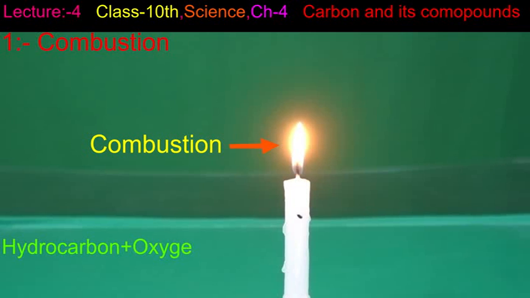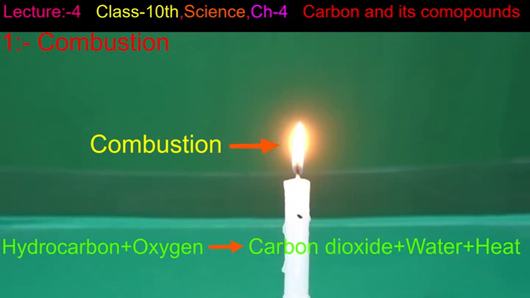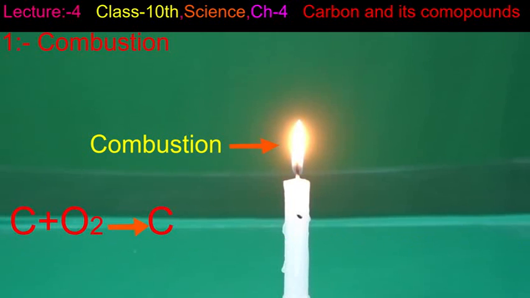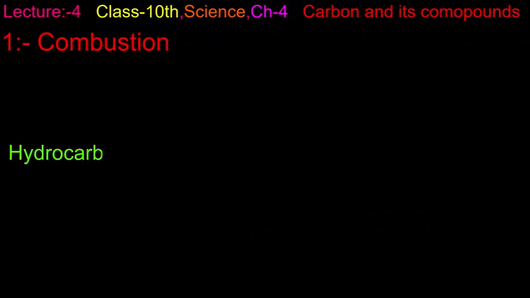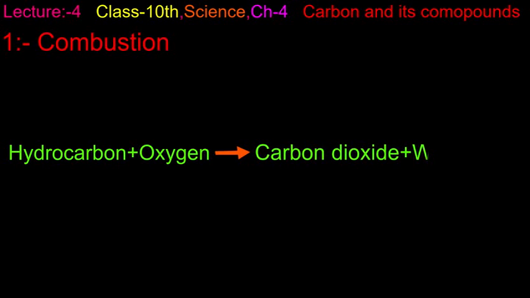Combustion is a highly exothermic chemical reaction with oxygen. Carbon and its compounds burn in oxygen with evolution of heat and light. The reaction of carbon can be written as C plus O2 produce CO2 plus heat and light. Hydrocarbons have hydrogen and carbon. That is why on combustion they produce carbon dioxide and water with evolution of large amount of heat.